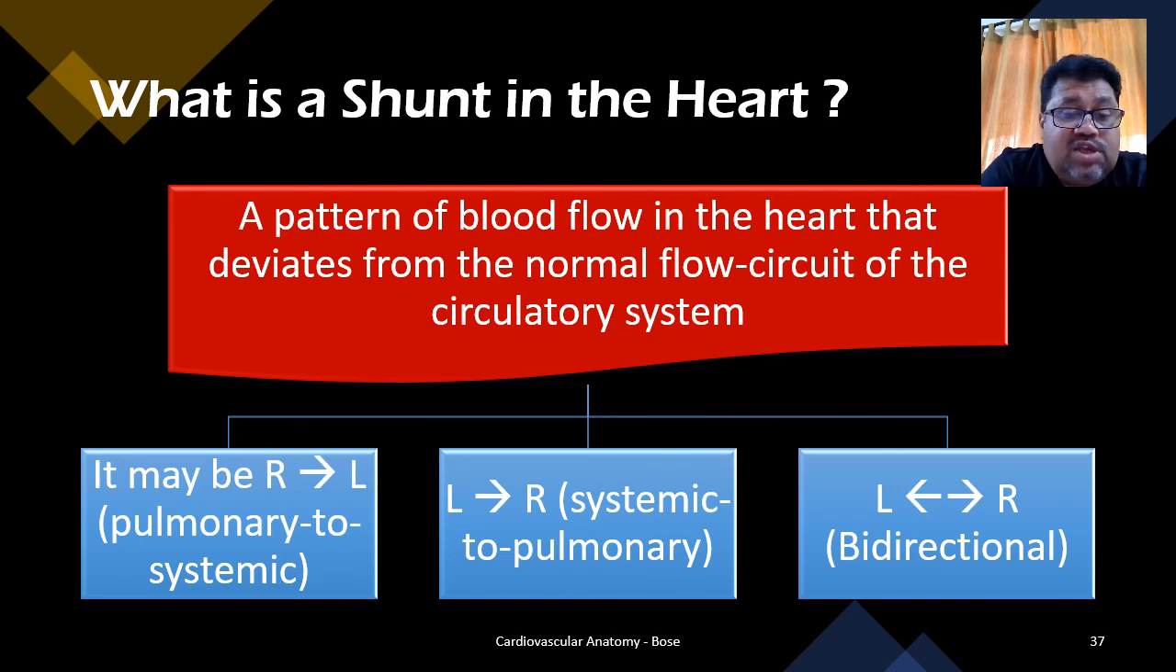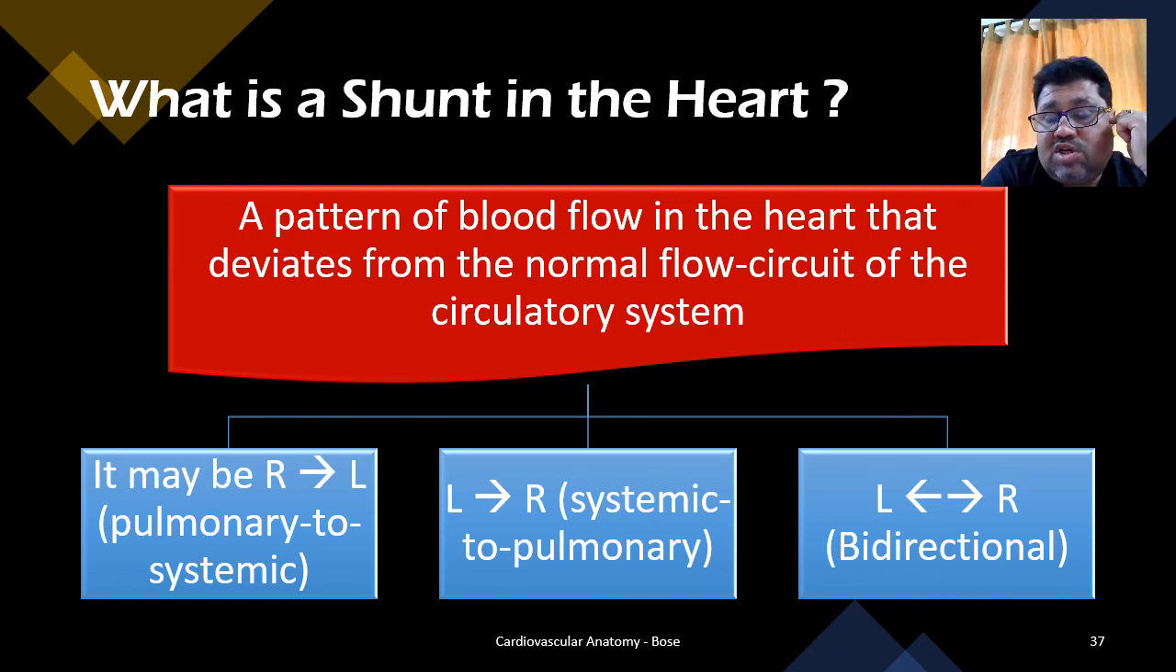A shunt is a pattern of blood flow in the heart that deviates from the normal flow circuit of the circulatory system. So as I mentioned, it may be left to right, which is the systemic circulation that we just talked about. However, there is a right to left normal circulation, which happens when the blood goes from the right side of the heart to the lungs, and then it returns to the left side of the heart. Now that is a pulmonary to systemic shunt, and that is also normal.